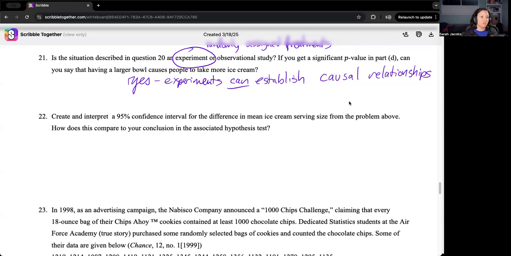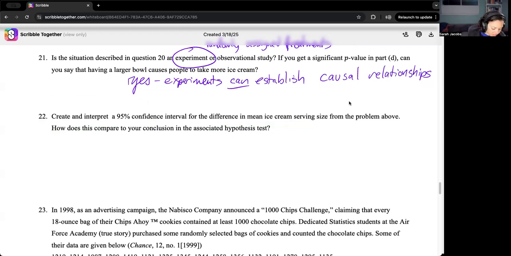We got a significant p-value. We have a potentially causal relationship. We'd want to replicate this, which is where a lot of studies fall down, is the replication, but still. Okay. Create and interpret a 95% confidence interval for the difference in mean ice cream serving size from the problem above. This, because we did the whole hypothesis test, I'm just going to use my calculator to get the interval.